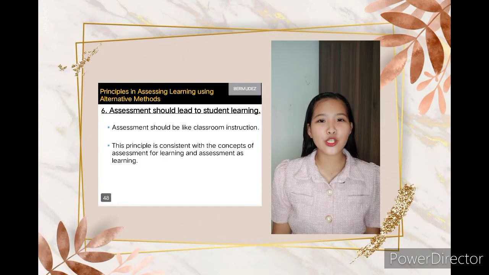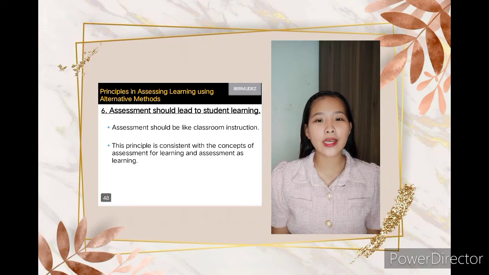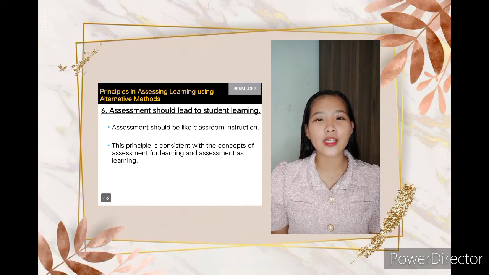Sixth, assessment should lead to students' learning. This means that assessment should be like classroom instruction. This principle is consistent with the concepts of assessment for learning and assessment as learning. In assessment as learning, assessment tasks, results, and feedback are used to help students practice self-regulation and make adjustments in order to achieve the curriculum outcomes.